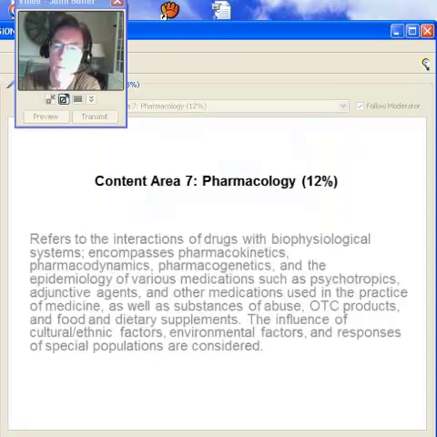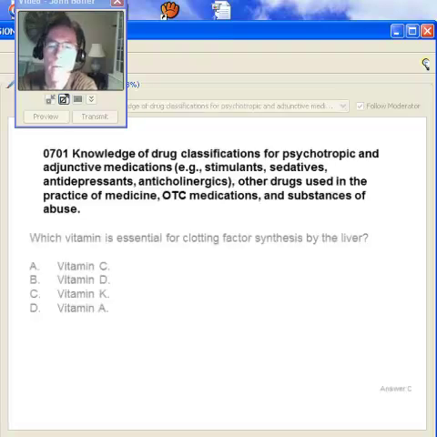Now we have content 7. Now this is pretty straightforward. So a lot, 12%, so you can guess what they probably want. We're going to get into pharmacokinetics, pharmacodynamics, and pharmacogenetics. And knowledge of drug classifications, okay, stimulants, etc. Which vitamin is essential for clotting? Everybody should know that, vitamin K, right?